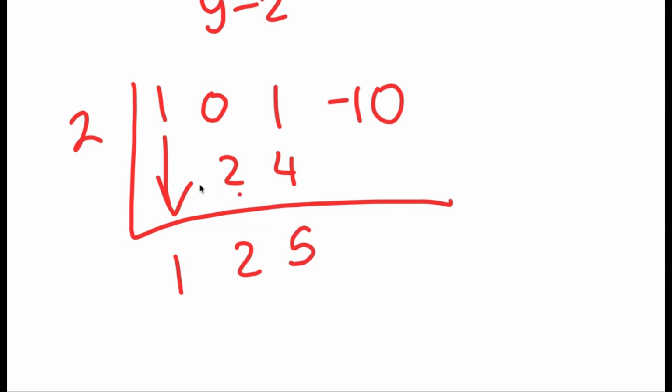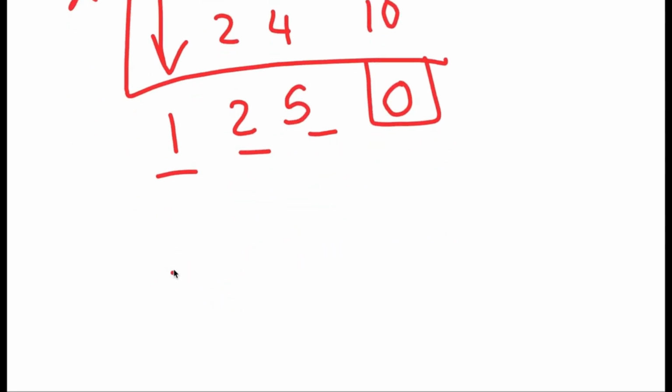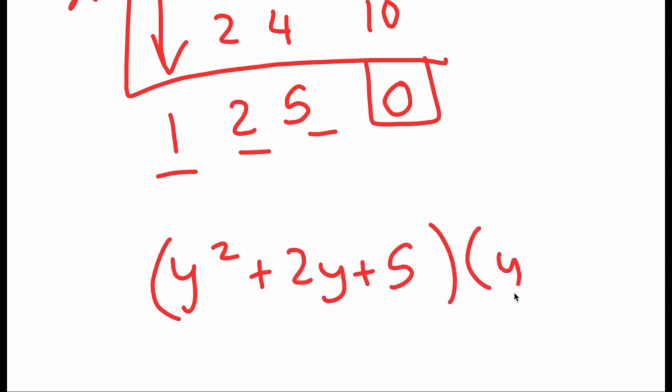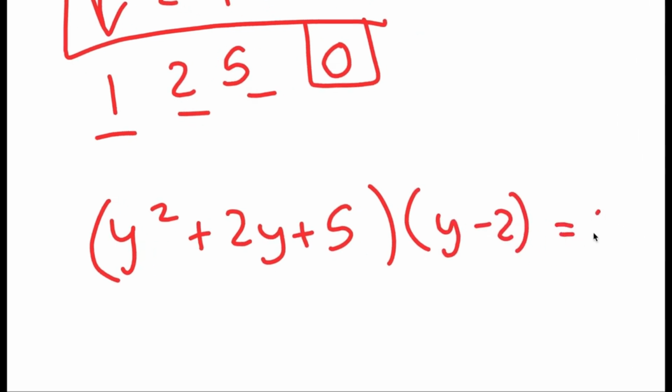1 plus 4 is 5. And 2 times 5 is 10. Negative 10 plus 10 is 0. So I have a remainder of 0. And I'm going to use these as my coefficients. So I get y squared plus 2y plus 5. Meaning (y squared plus 2y plus 5) times (y minus 2) is equal to 0.